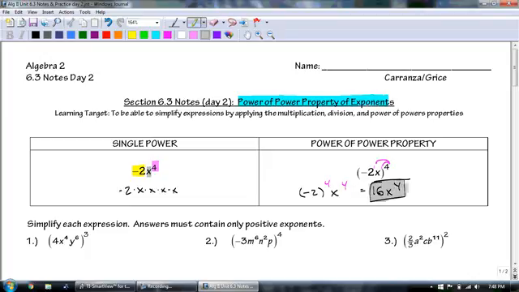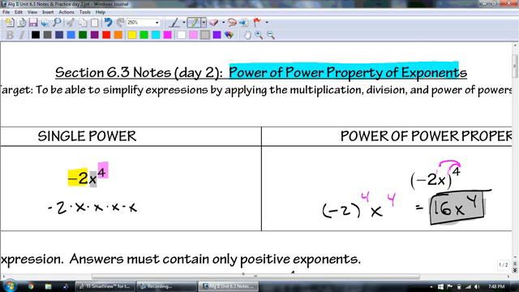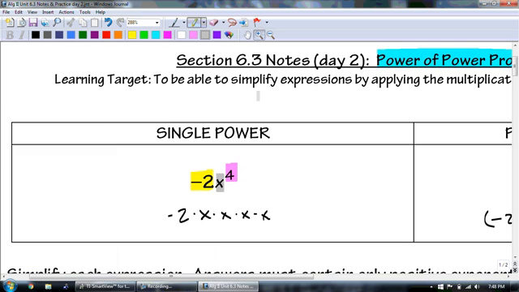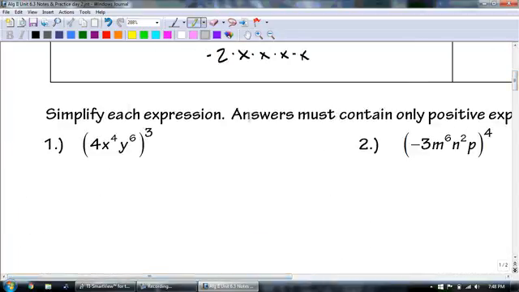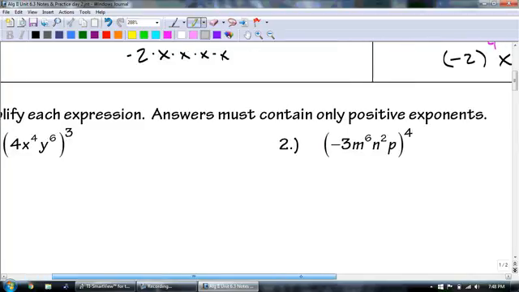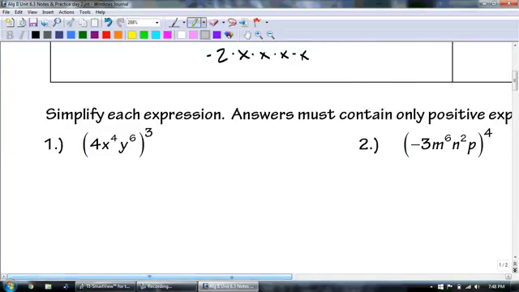Okay? So what we do is when we distribute that exponent, it goes to everything that's inside of the parentheses. Now, if there's anything inside the parentheses, we would clean it up first, which you will see a little bit down the line. Okay? So simplify each expression. Answers must contain only positive exponents. So as I'm looking inside the parentheses, there's nothing I can clean up. I'm going to give the 4 a 1, and then I distribute the 3 to everything.